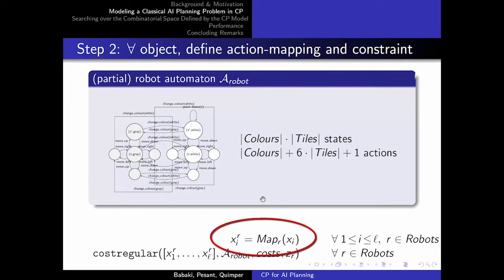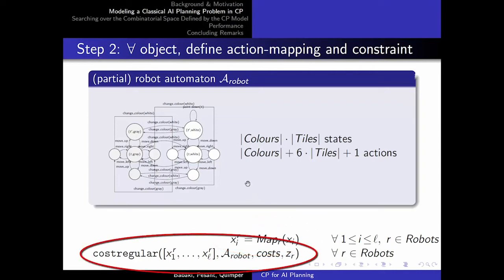So we map the set of all actions to that reduced set, and we use here a cost regular version. So we use the automaton to specify which actions are possible given the current state, but also include the cost of these actions on the transitions in the automaton. And there's a variable z sub r for robot r that represents the sum of these costs.